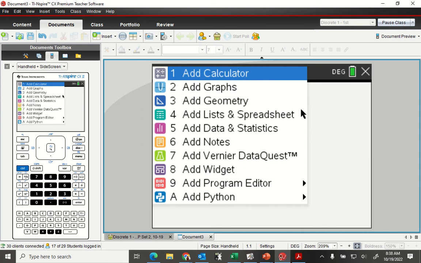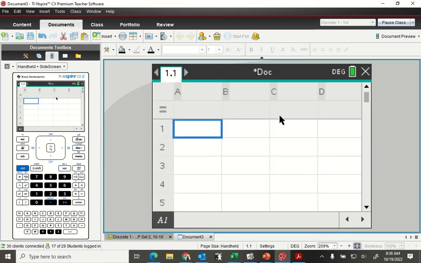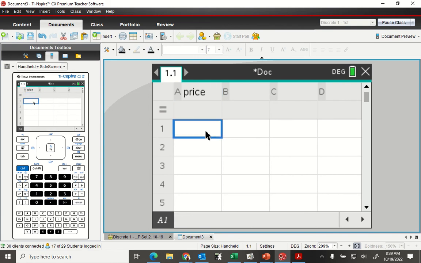Do we have a bunch of numbers to add together? Yeah, so that's going to be my list. We are going to have a list in spreadsheet. And I'm going to say this is price. You can call it movie ticket price. You can call it whatever. Then we're going to go through and enter those things, starting there, going all the way down.